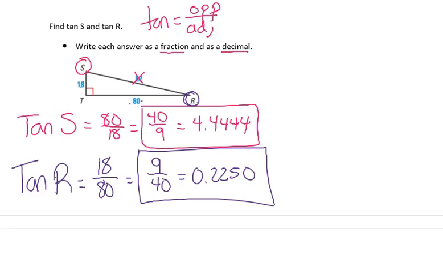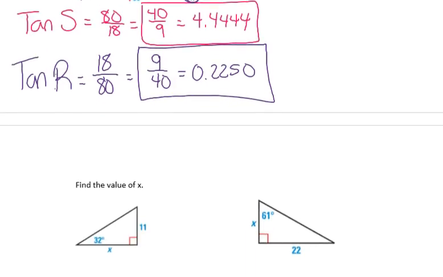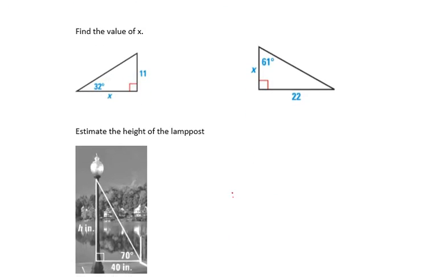Now let's do somewhere we actually have to find a side. Here we were just setting up the ratio. So, find the value of x. So here's my angle. From the 32, 11 is opposite, and the x is the adjacent. So I know I'm going to use the tangent ratio, because again, tangent is opposite over adjacent. Okay, so tan, what's my angle? Well, it's not a letter in this case, it's a number, 32, equals opposite, 11, over adjacent, x.